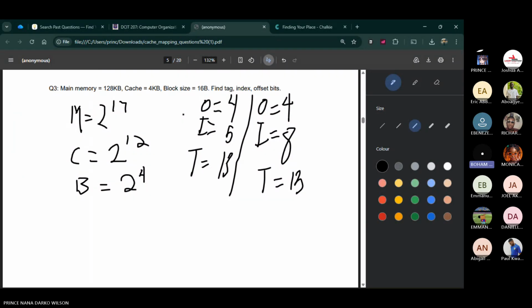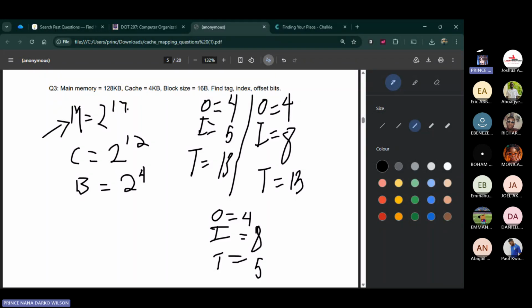Okay, so my offset was 4, my index was 8 and my tag was 5. I can't hear you clearly. Can you please speak up a little, Mr. Bonham? So your index was 8 and then your tag was 5. Always remember that the sum of these three should be equivalent to the total RAM size, or the total memory size that we are picking from.